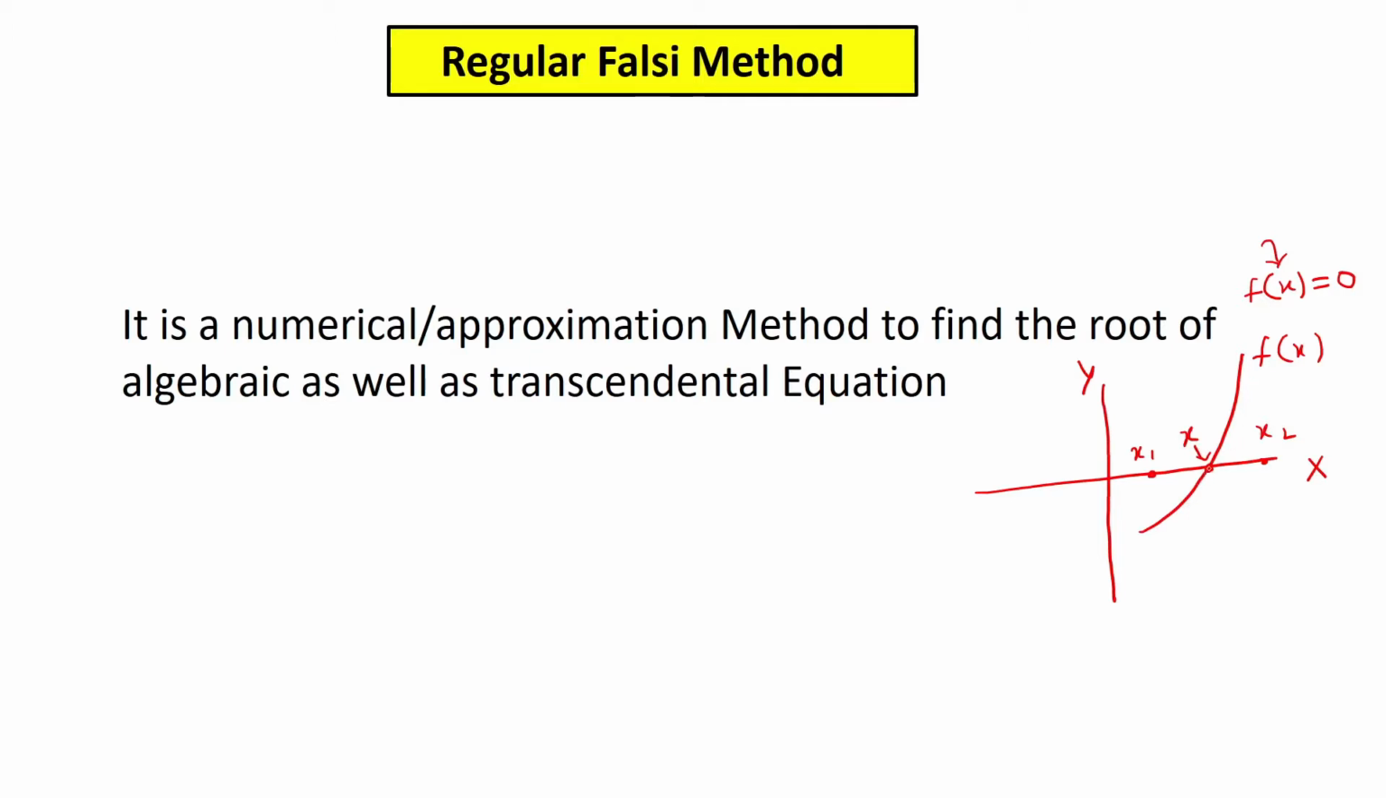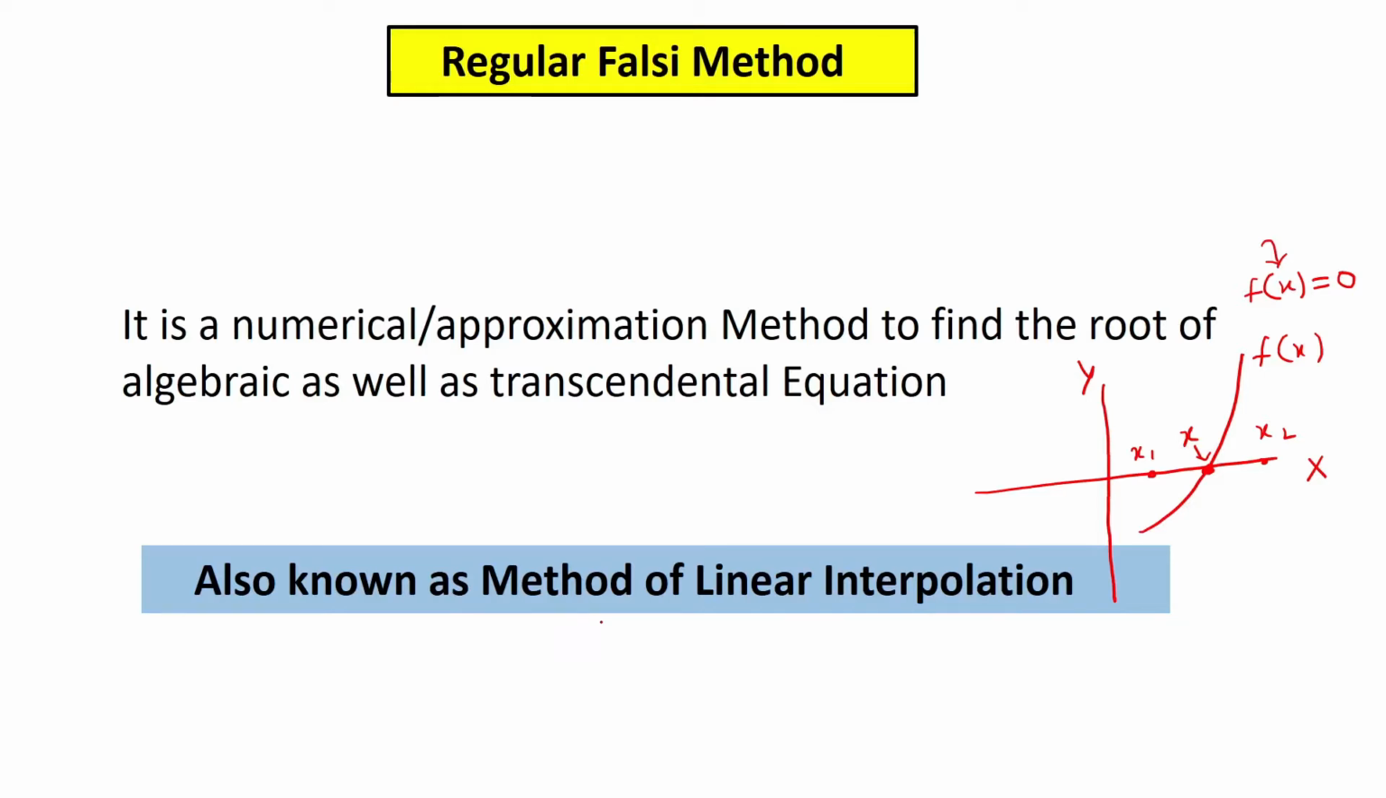So here we can see this point where this function is cutting the x-axis. So this is the x point as we have considered. So this x will be called the root of this equation or the function. Regula falsi method is also known as method of linear interpolation. So we have studied 3 names of the regula falsi method. One is regula falsi method itself. Second is method of false position, and third one is method of linear interpolation.